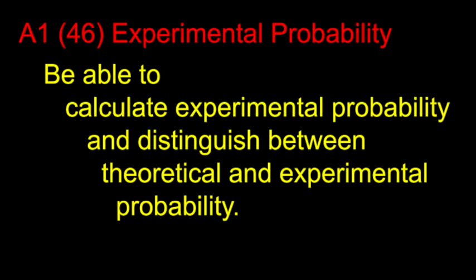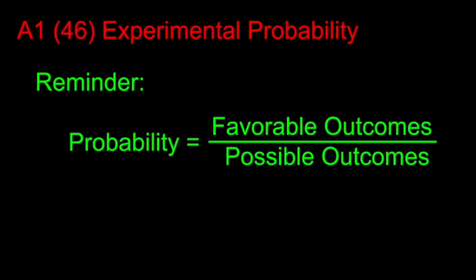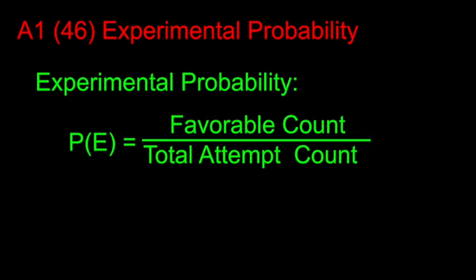Calculating experimental probability is not going to be that much different from lesson 40, calculating theoretical probability. As a reminder, theoretical probability, the number of equally likely favorable outcomes divided by the number of equally likely possible outcomes, would give us the probability. And if you look here at experimental probability, the formula is not that much different. We say favorable count divided by total attempts count.